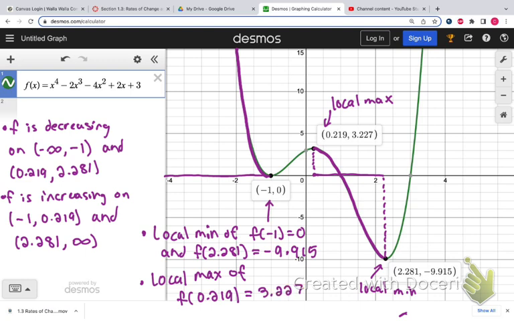Okay, so I've now found the intervals that the function's increasing on, the intervals the function is decreasing on, and we found some local maxes and mins. You can think of them as either peaks or valleys or places where the function changes from rising to falling or falling to rising. Okay, let's do one more example before we call it a day.